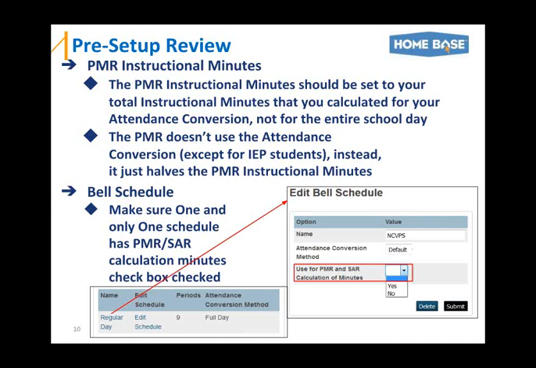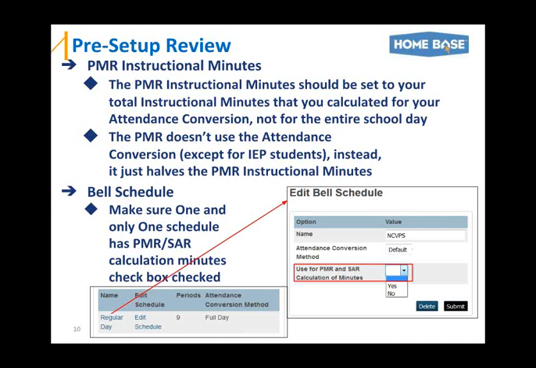Now it shows up blank. One of these schedules has to have a yes. It can't be left blank, and all of them cannot be no. At least one of them has to have the word yes in it. And that's the only way you're going to get correct calculations for your PMR and your SAR.